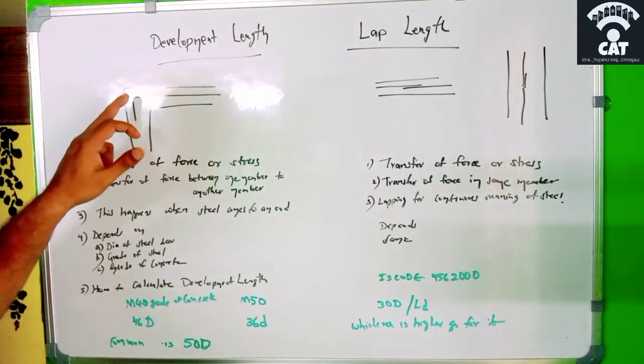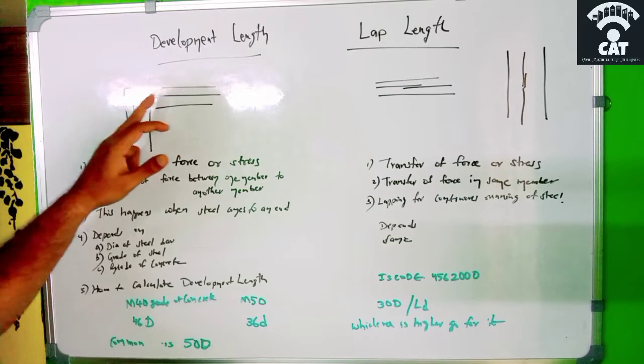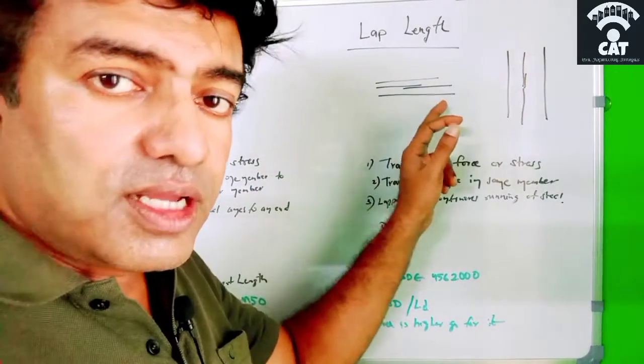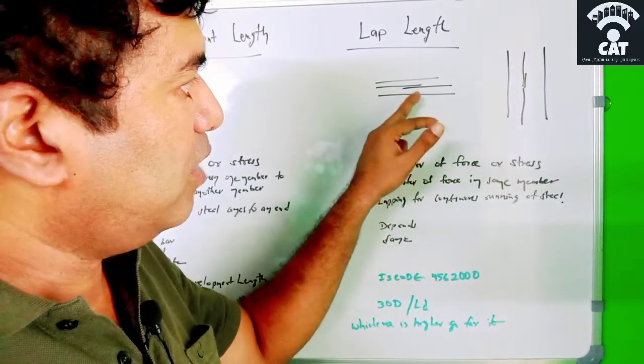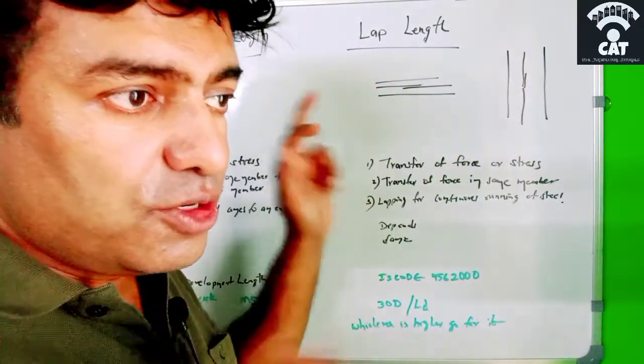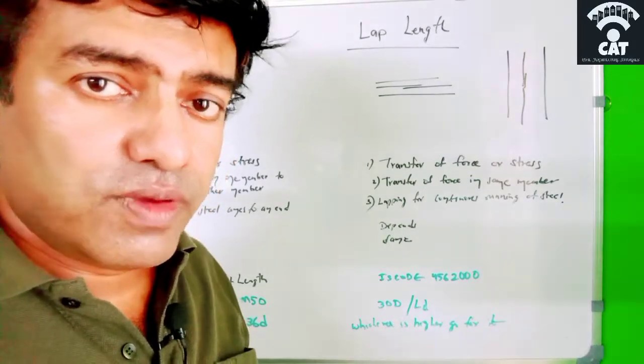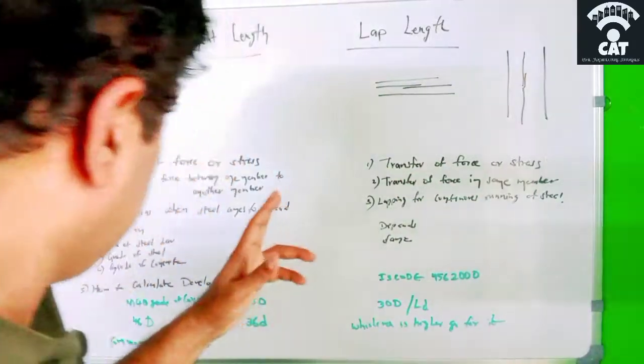Here the steel comes to an end, so that should be a development length. But here it is not coming to an end; it has to continue. Only for that we have to go for lapping. So when there is a continuation, we have to go for lapping, and when the steel member comes to an end, we have to always go for the development length.